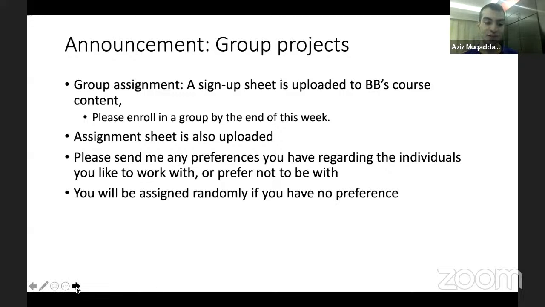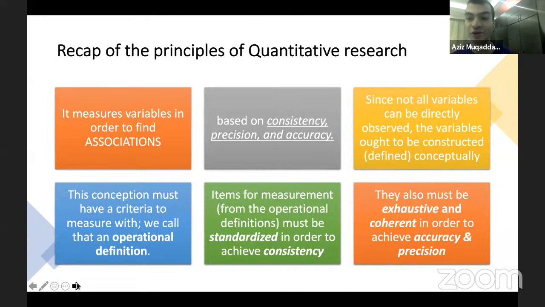Okay, good. So we're going to talk now about quantitative research. Before I delve into the topic, I'm going to do a quick recap of what we learned so far about quantitative research. We said that the aim, the goal of quantitative research, is to be able to measure variables in order to test associations and relationships. As opposed to qualitative research, it's mostly concerned with testing hypotheses.